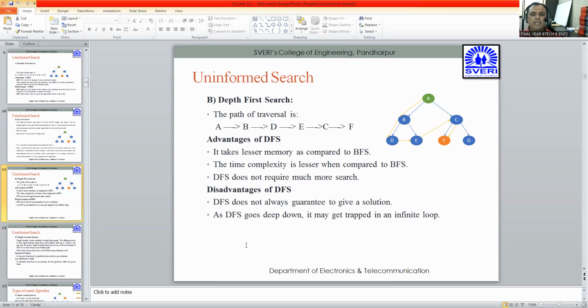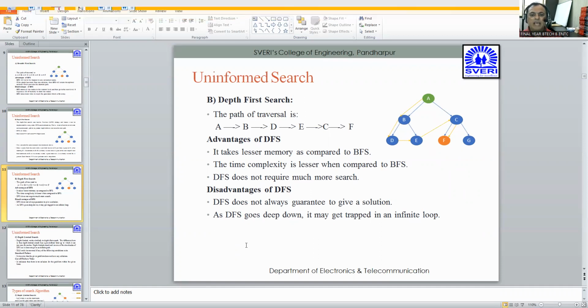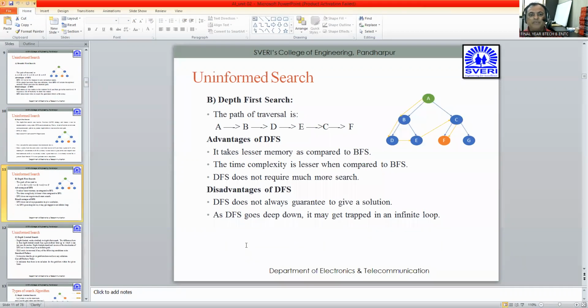It takes lesser memory as compared to BFS. The time complexity is lesser as compared to BFS. So DFS does not require much search.